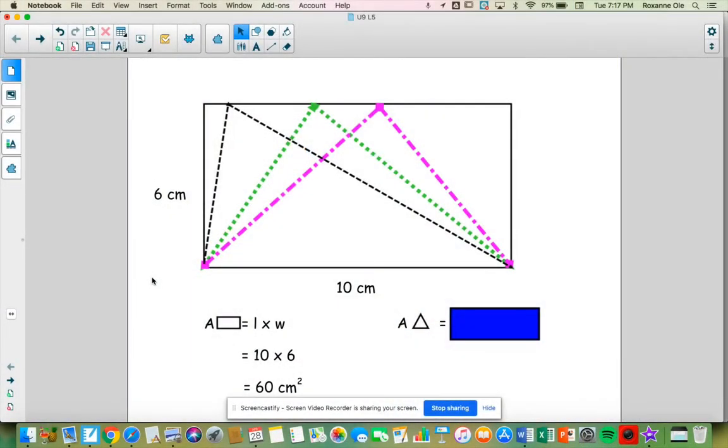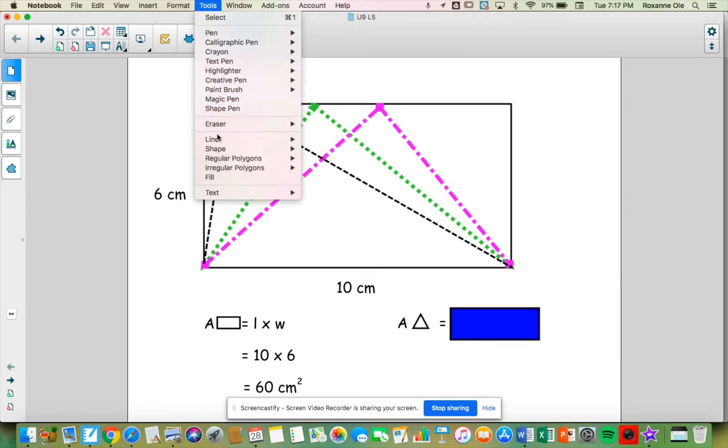Okay, now that we've discovered that once we cut this out, we find that there are two equal triangles in every rectangle, we can come up with the formula for figuring out the area of a triangle. In this particular triangle, the base is 10 centimeters, and the height of the triangle is going to be 6. How do we know what the height is?